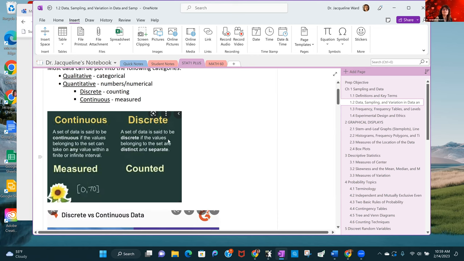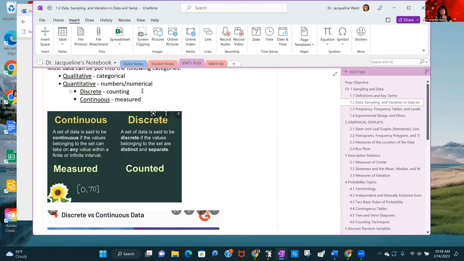All right, so discrete is when the values are distinct and separate, like for counting, right? Like, how many books do you own? You're not going to have like 10 and a half books, probably, right? You're going to have 10 or 11. They're discrete.